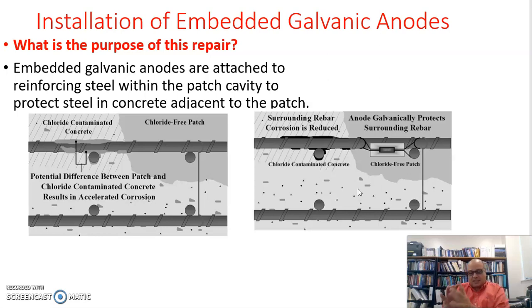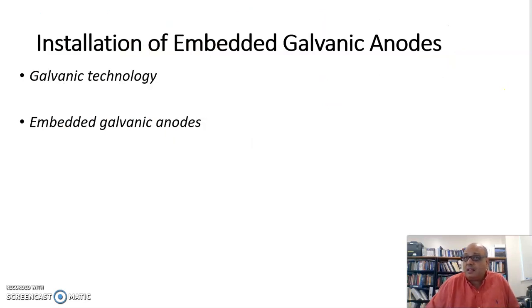So I hope that helped initiate the discussion, so that you can reply to your colleague. You can talk about the galvanic technology, you can talk about the embedded galvanic anodes, and it is really interesting so that you can see how you can protect the steel reinforcement. Other things that we can talk about, oh, here we go. This is the galvanic technology and the embedded galvanic anodes.